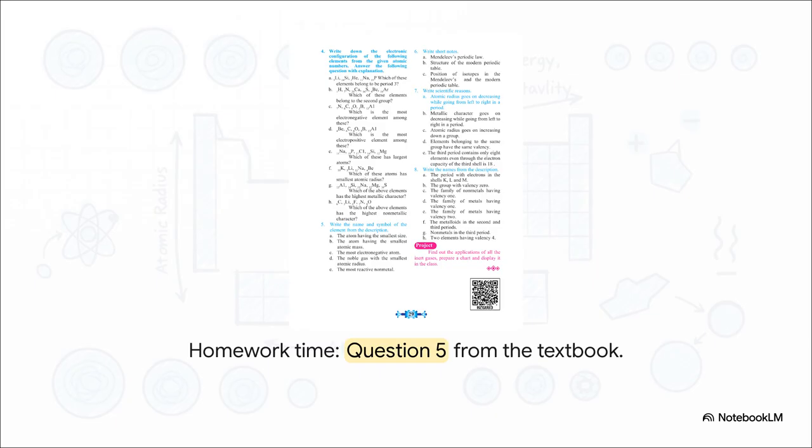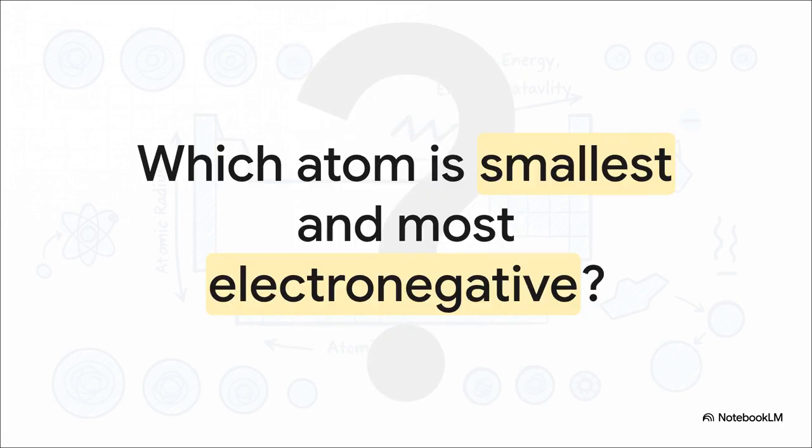Excellent work, everyone. Now let's take a look at question 5. This is going to set up your homework assignment for today. To conclude today's class, I'm assigning these specific parts of question 5 as your homework. Please write this down. Based on the modern periodic table, you need to identify and write the name and the symbol for the atom having the smallest size and the atom that is the most electronegative.